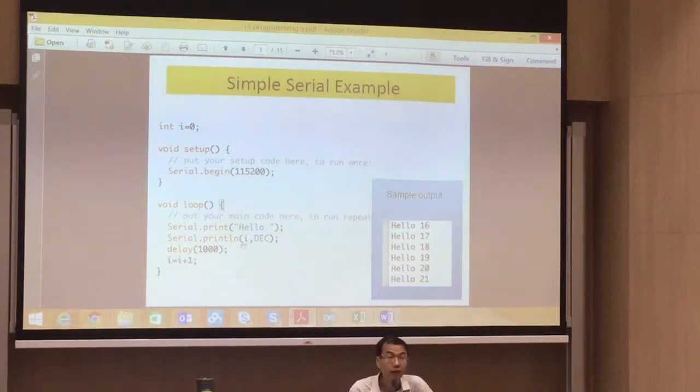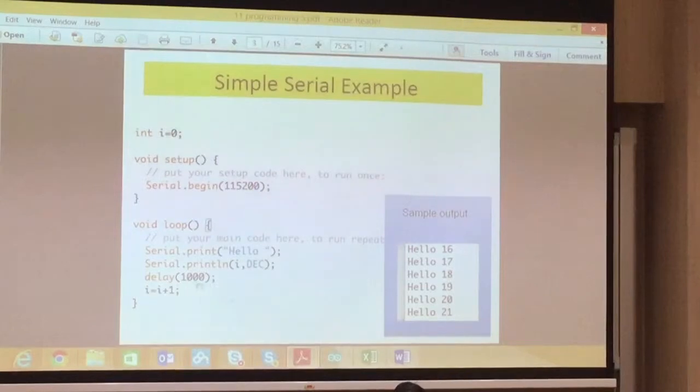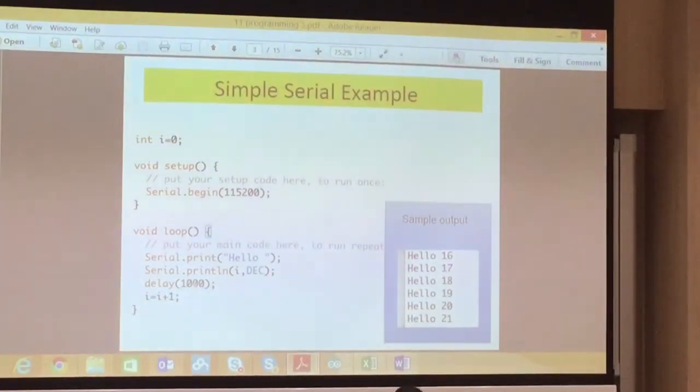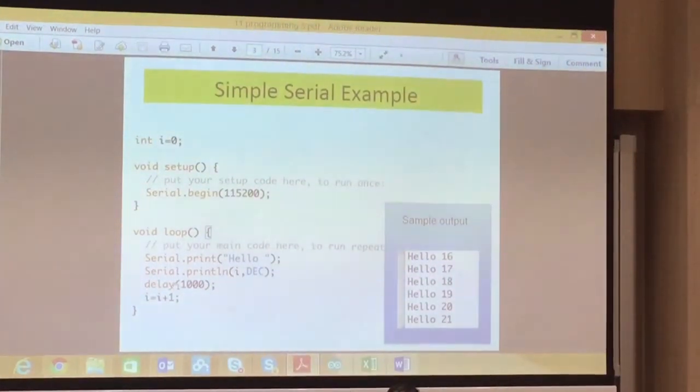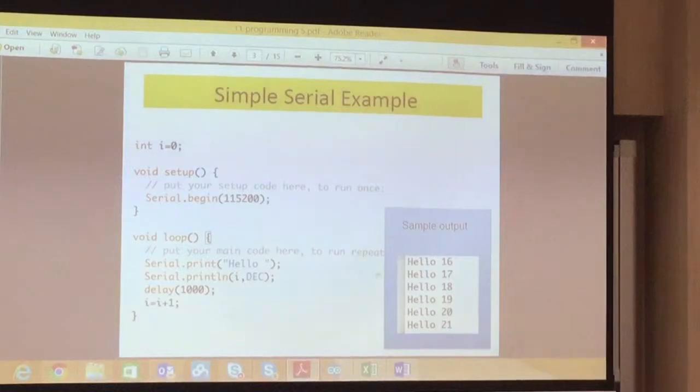Followed by the alarm bell, right? So then you introduce a delay. This is basically a 1 second delay. So basically every 1 second, you want to bring up a line: hello something, followed by the alarm bell.